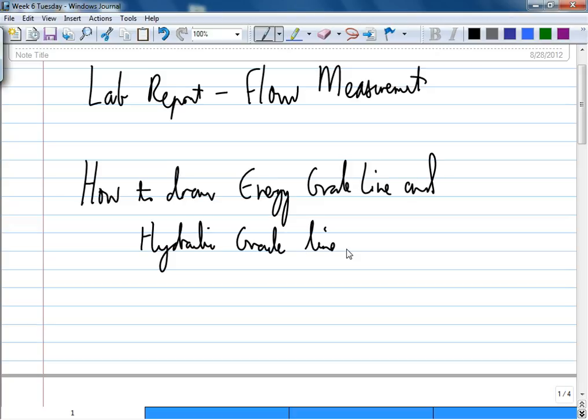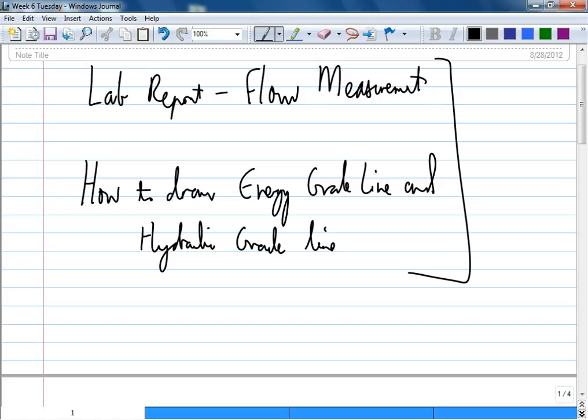We'll finish off with the Bernoulli equation before we move on to the next topic. We'll start next week. Since we are still talking about Bernoulli equation, might as well talk about the flow measurement lab that you did now, and how you need to process the data.